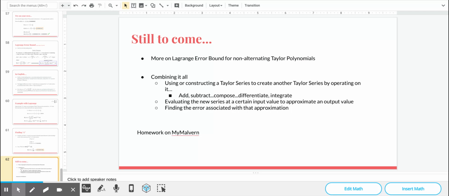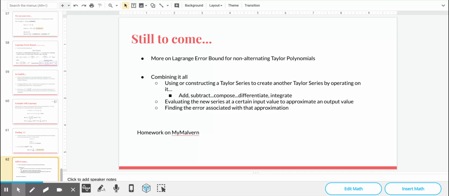All right. So here's what's to come. We still have more in Lagrange error bound. I want to talk about that a little bit more, especially some special cases. And then finally, the last thing that we'll talk about is combining it all. Right. So we're going to basically use or construct a Taylor series to create another Taylor series by operating on it using addition, subtraction, composition, differentiation, integration, so on and so forth.